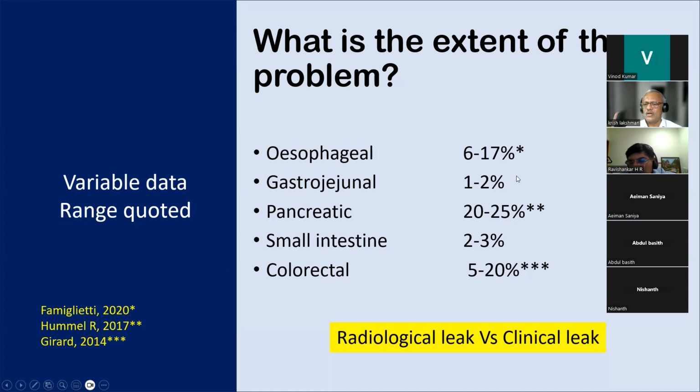If you do a GJ, it hardly ever leaks. Pancreatic, 20%, which is not a small amount. Small intestine, again, low, 2 to 3%. Colorectal can be anywhere between 5 and 20%. I usually quote 5 to 8% as colorectal leak rate. And for pancreatic leaks, I always quote about 10 to 15%. Not more than that, because many other series have shown this to be a little less than 20% also. But these are the kind of ballpark figures we must have in mind.